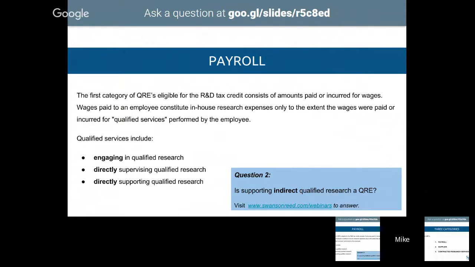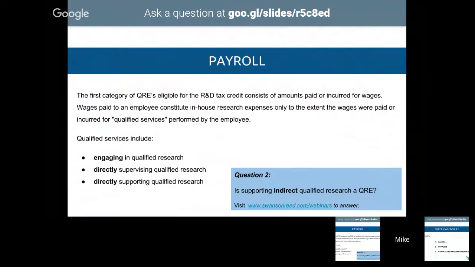But it could not be someone like a janitor who just cleans up the room at the end of the day, because that is an indirect administrative type support function, and it does not add to the actual research and development. So the focus is on either directly involved in the research, directly supervising, or directly supporting it. Administrative and indirect support does not qualify, which leads right into question number 2.